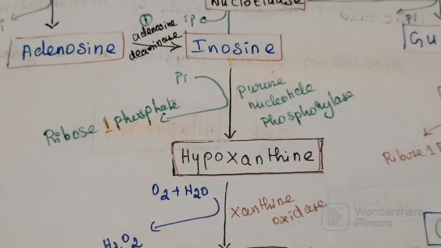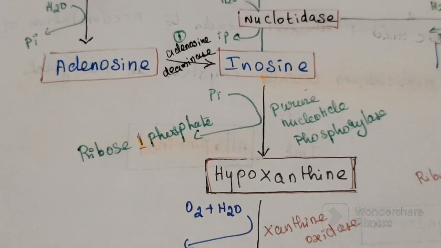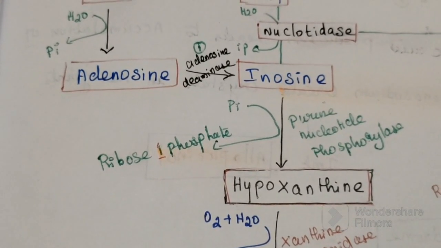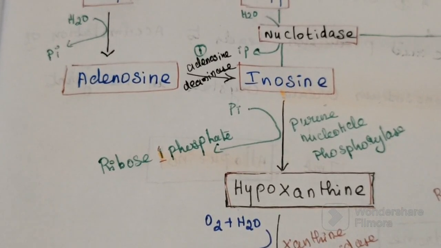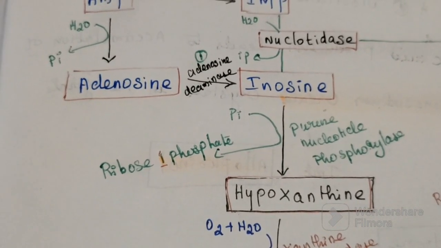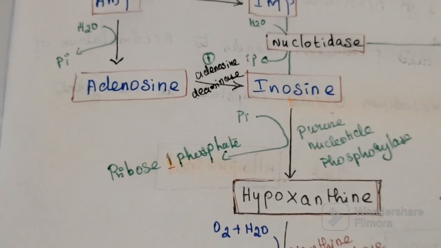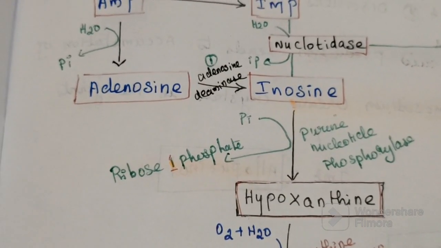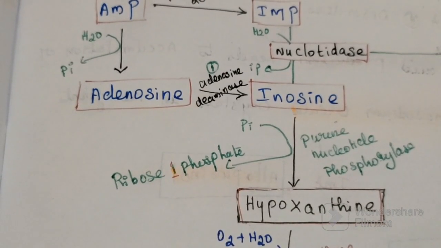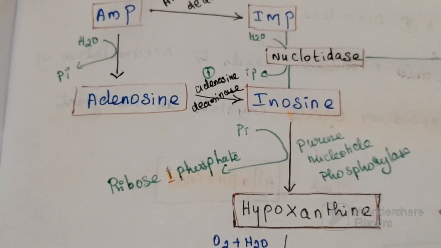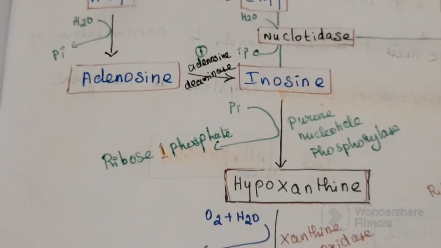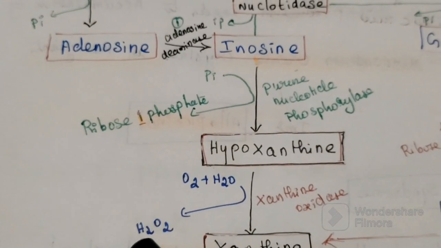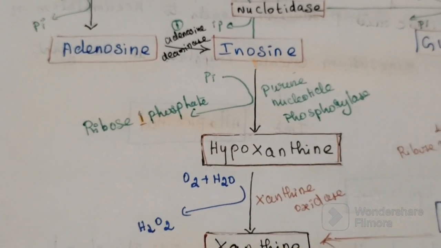This xanthine oxidase is an important enzyme. It is a metalloprotein containing iron, FAD and molybdenum. It is important in uric acid synthesis. In this reaction, water and oxygen form the free radical H2O2.